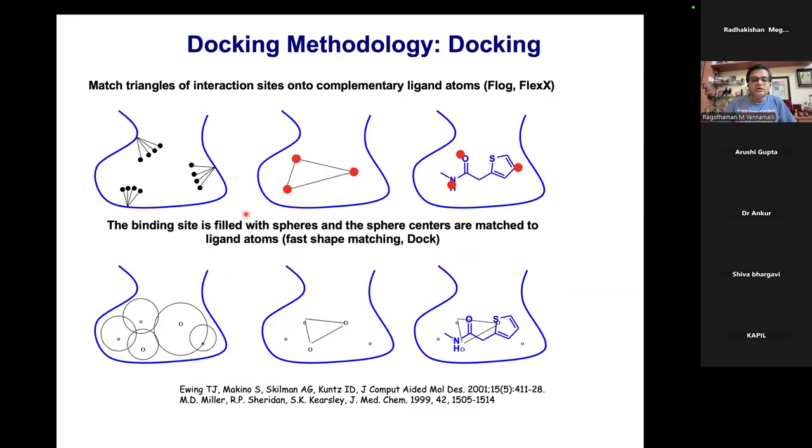So you can have different shape matching algorithms. You can have complementary ligand-based matching algorithms. So there are different algorithms. All these algorithms are trying to do is the conformational search space.